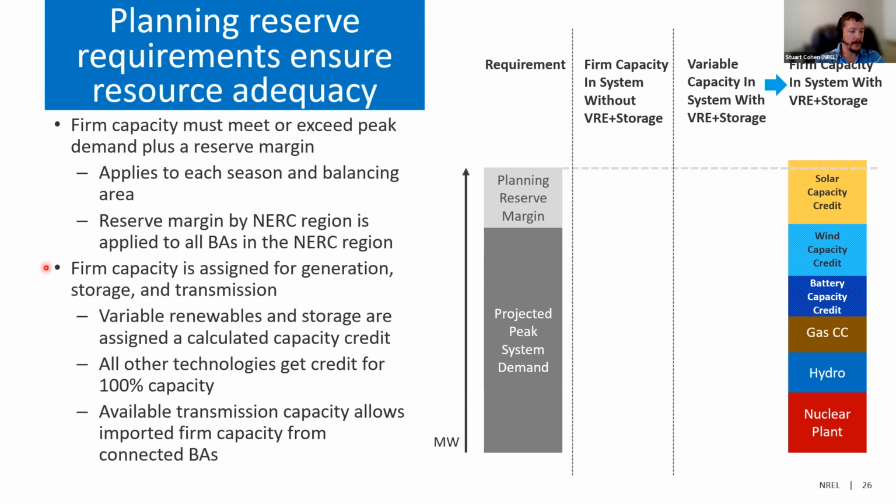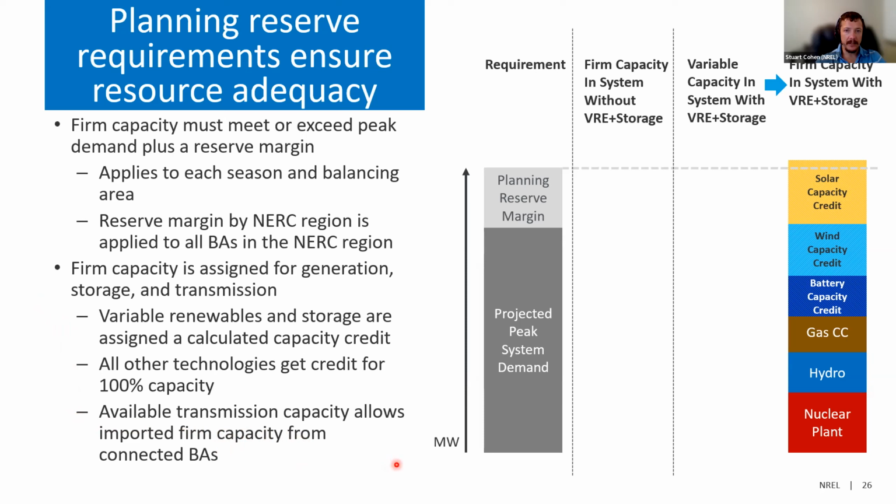In order to characterize this constraint, you need to assume what each generation, storage, or transmission technology can be credited for as firm capacity, or its capacity credit. For things that are fully flexible and dispatchable, like natural gas, that's going to be 100%. But for variable renewables and storage, where you don't necessarily have enough resource available at a given time to provide the full power output, we have to do a calculation to assume what that capacity credit would be. Then again, we can use available transmission capacity as well.